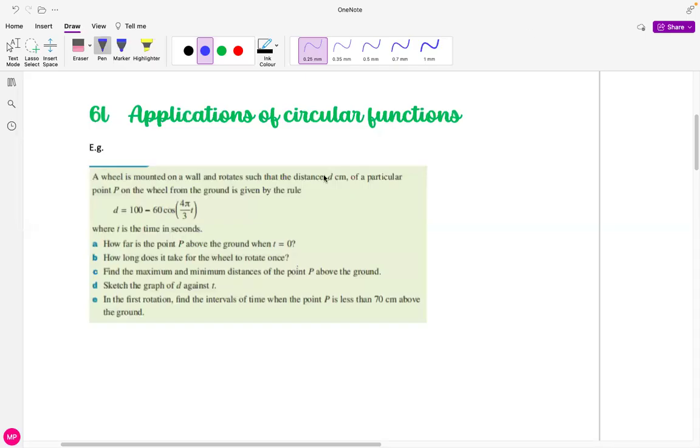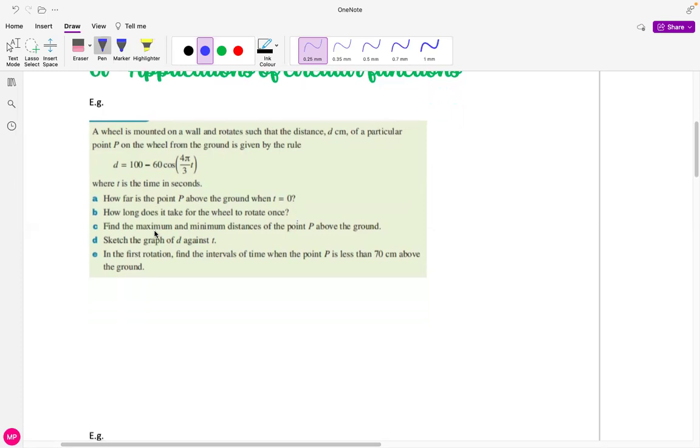Hi everyone, today we're going to talk about application of circular function. We're going to go over this example and I'm going to show you how to do it on the CAS calculator. All right, let's get started.